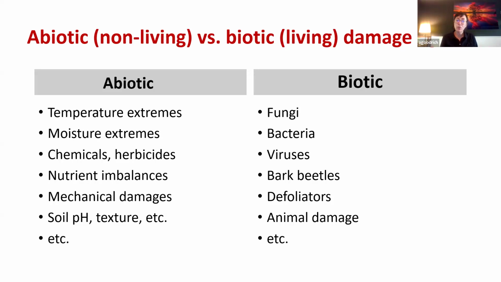You have things like chemicals, like herbicides, and nutrient imbalances, often those coexist with soil issues. And then abiotic involves things like mechanical damages, and mechanical damages can be weather related. It can be a large storm damage, it can be ice damage. Fire also falls into that mechanical damage. And that's in comparison to those biotic or living damage agents, the things that Rachel Brooks and Molly talked about. Those are our pathogens like fungi, bacteria, and viruses, or insects like bark beetles or defoliators. Even animal damages fall into that biotic damage agent category.